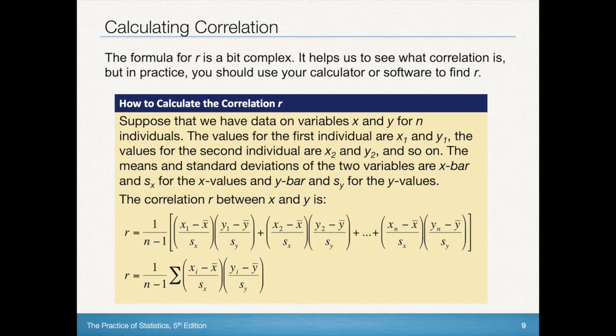Essentially what we're doing is for every observation, we're taking the difference between the observed value and the average and dividing it by the standard deviation of that particular column. So we deal with the x values on their own, we deal with the y values on their own, and then the product of those differences divided by the standard deviations allows us to calculate what the correlation is.